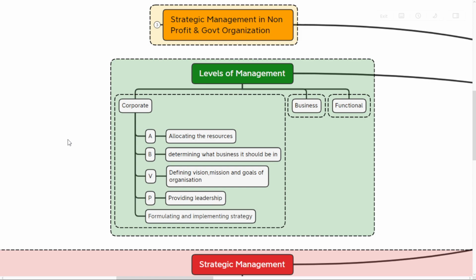ABVP: A, allocating the resources. B, determining what business it should be in. V, definition of vision, mission, and goals of the organization. P, providing leadership and formulating and implementing the strategy.